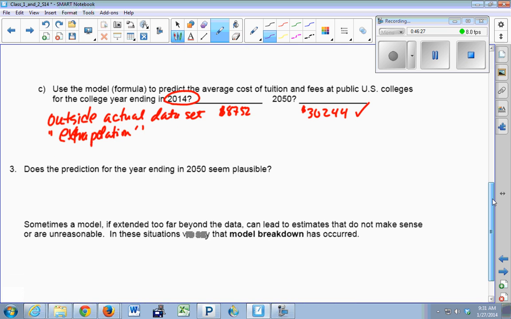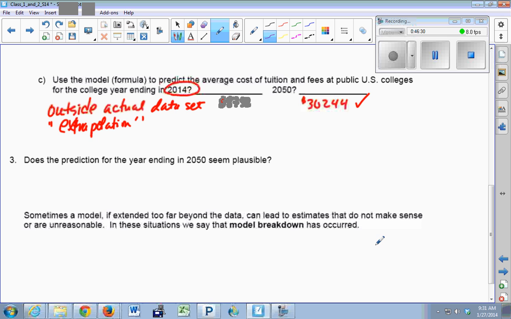So this is what I want you to put some stars around, because this is an important idea. Sometimes a model, if extended too far beyond your data set, can lead to estimates or predictions, really predictions when you go outside, that make no sense. Sometimes they make absolutely no sense, or they're unreasonable. This is what we refer to as model breakdown.